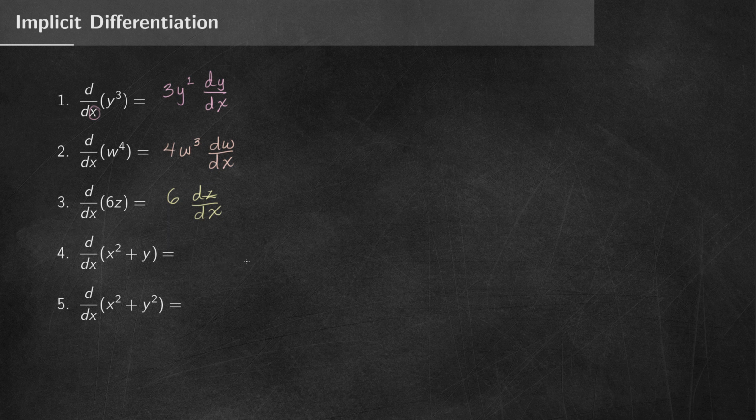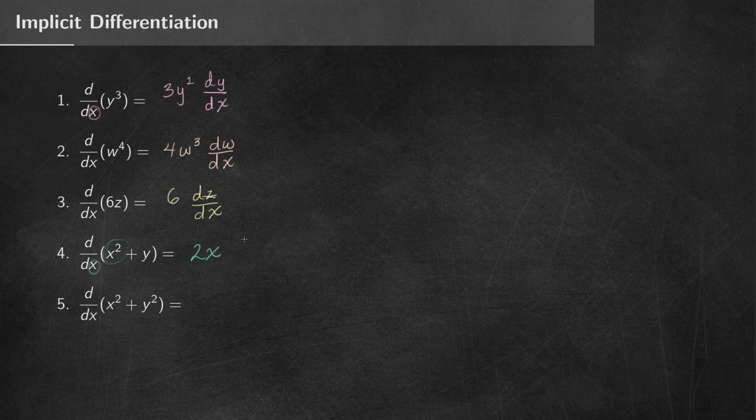Number 4, the derivative of x squared plus y with respect to x. Well, the derivative of x squared. Now, x squared is the proper variable. My independent variable is an x. And so when I take the derivative of x squared, that is the proper variable. The derivative is 2x, and I don't need to adjust that.